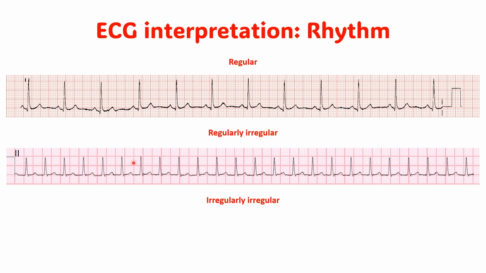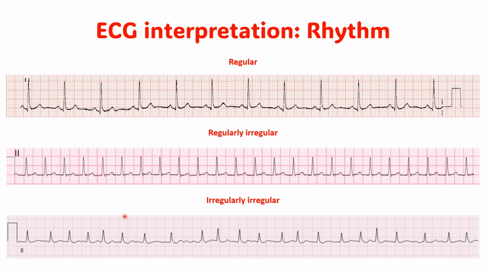Atrial flutter also has a regularly irregular rhythm. And then the classic arrhythmia which has an irregular rhythm is atrial fibrillation. If you look here, you can see that the space between the RR intervals is very variable. It's not consistent, and also in AF, it's important that there are no discernible P waves. Okay.